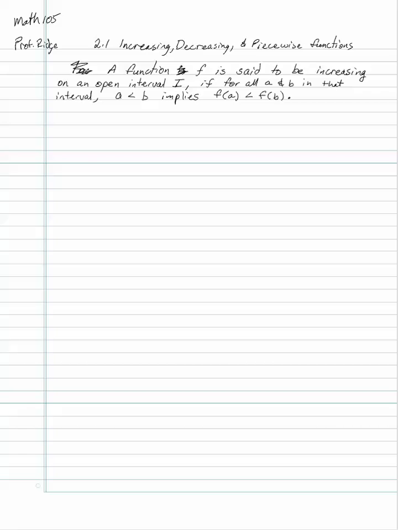A function f is said to be increasing on an open interval I if for all a and b in that interval, a is less than b implies f of a is less than f of b. So what we're talking about is as you move from left to right, the y values get larger, so the function is going up as you move left to right. So that's increasing.